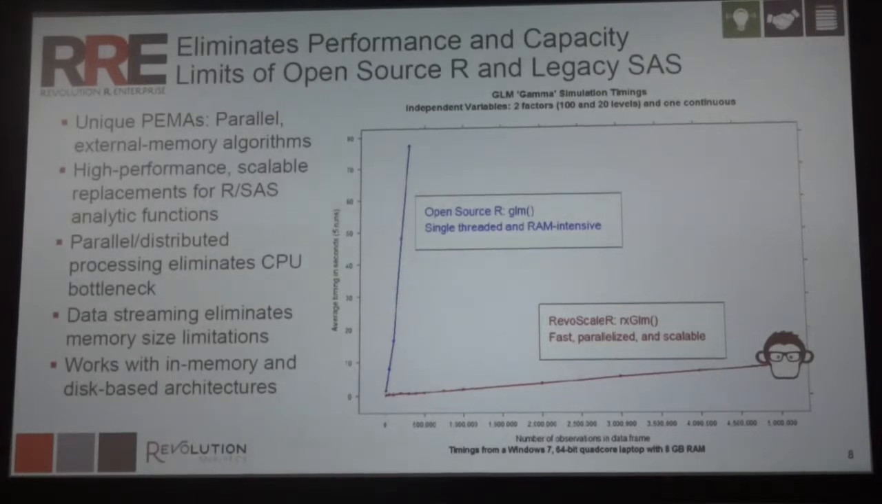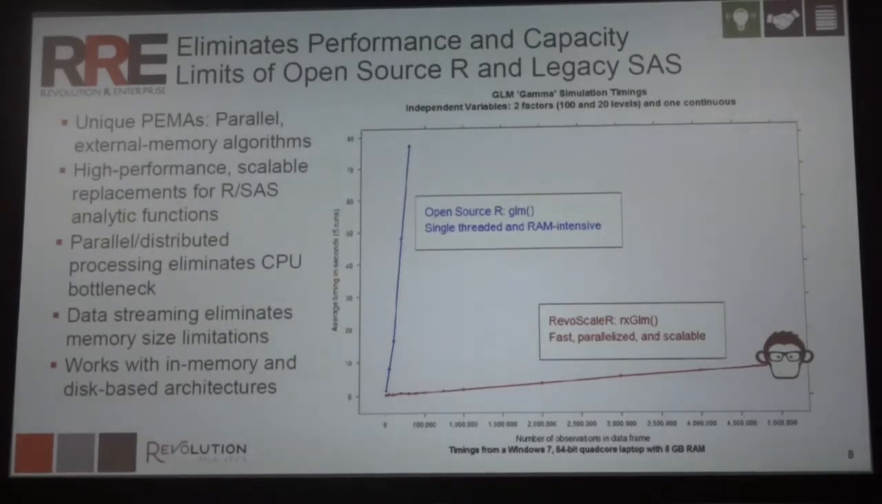Quick benchmark. Here's a comparison showing GLM-net. This is GLM, the blue line. The red line is RxGLM. So RxGLM is the ScaleR version that we rewrote in C++. GLM is the open source function.